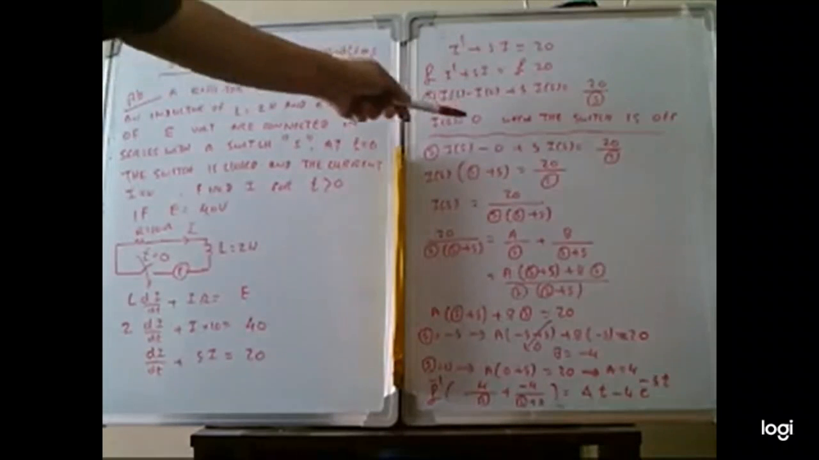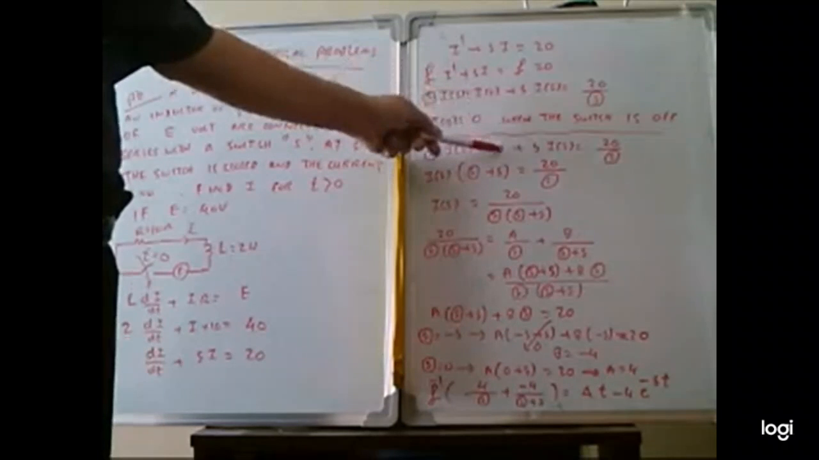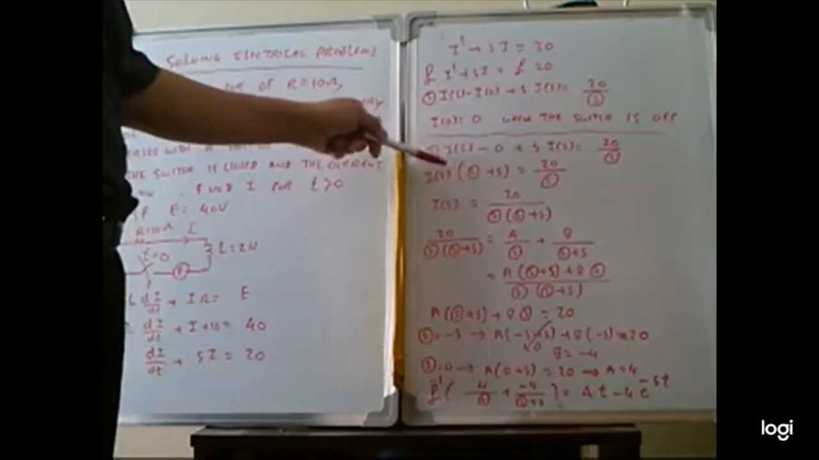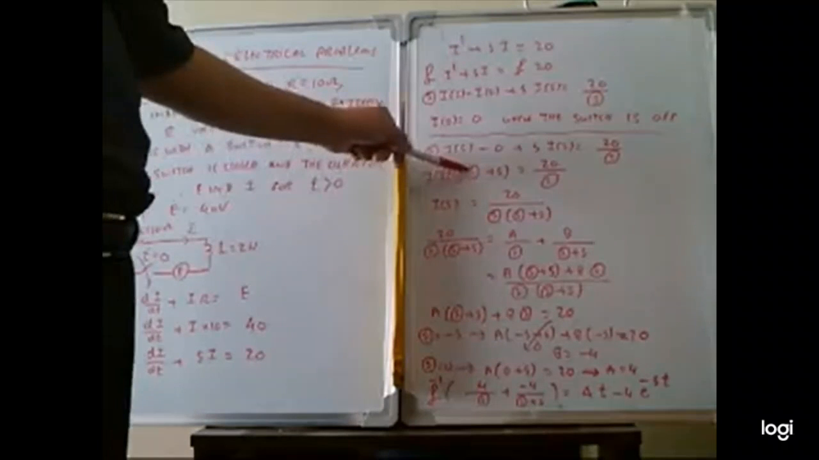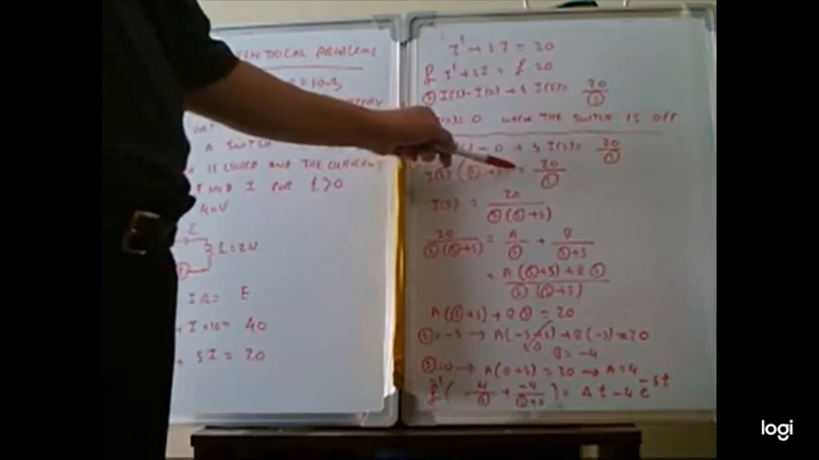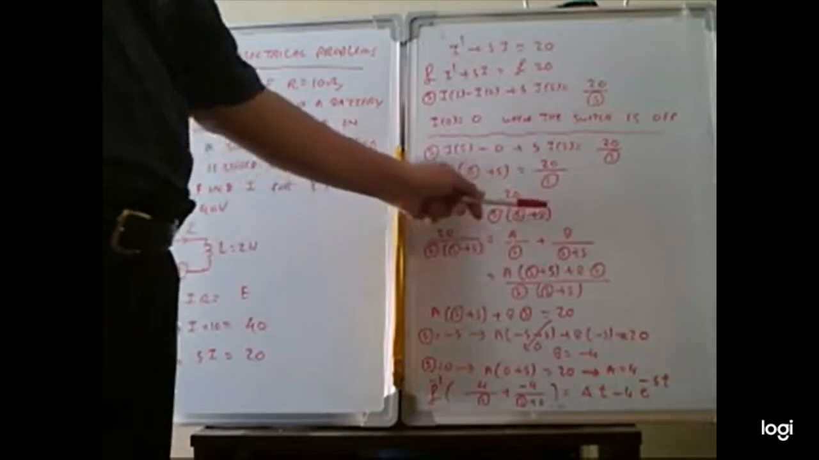The initial current is 0 when the switch is off. Therefore, in place of I(0), we put 0. So we get s I(s) + 5 I(s) = 20/s. So I(s) multiplied by (s + 5) is equal to 20/s. So I(s) is equal to 20 divided by s(s + 5).